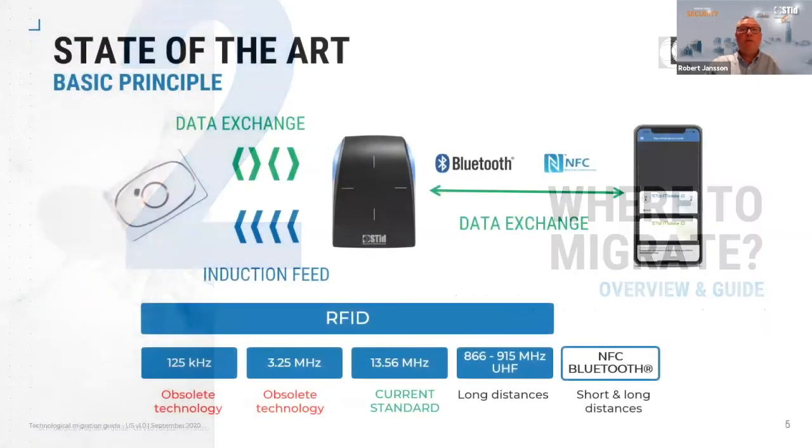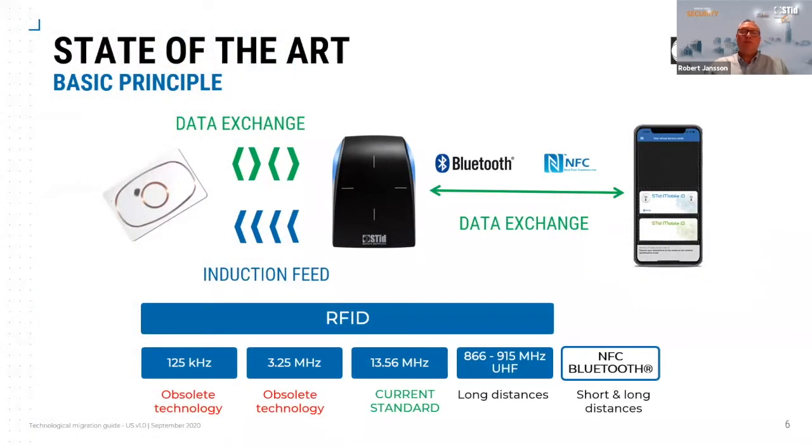So where should you migrate to? Well, to be fairly ready to do this, you need to understand how access control and readers and cards work with each other here. So the basic principle is shown on this picture here. You have a reader, whatever shape or form that might be, and you have a card to the left most likely. A few of you might also have a phone, but most of you are living in a world where you have a reader and you have a card.